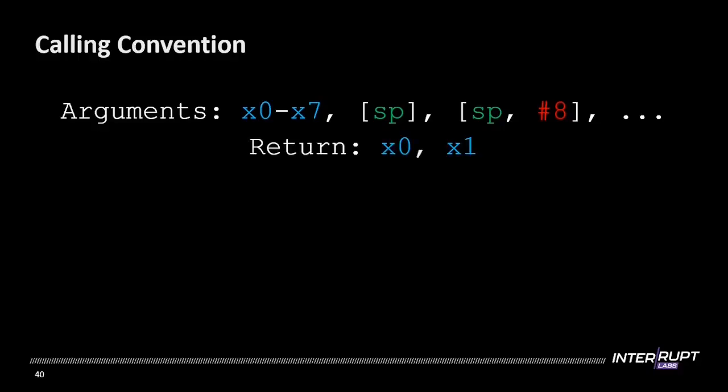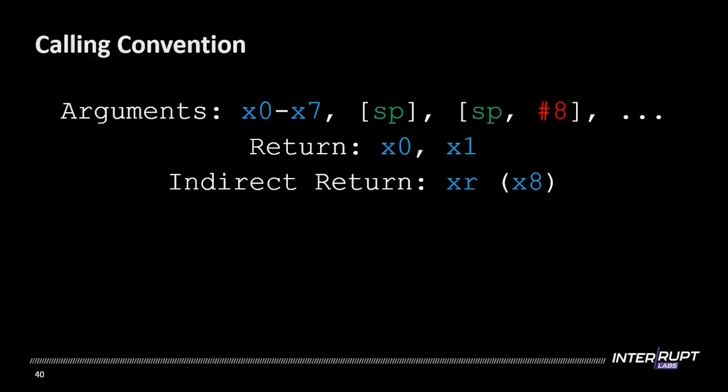The return value is generally put in x0, but if it's too big to fit in a single register, then it will be split between x0 and x1. If it's too large to fit into 2 registers, say you're returning a structure or something, then it's up to the caller to create space on their stack frame and provide a pointer to that space in x8, which also has the special name of XR, or like indirect return register.